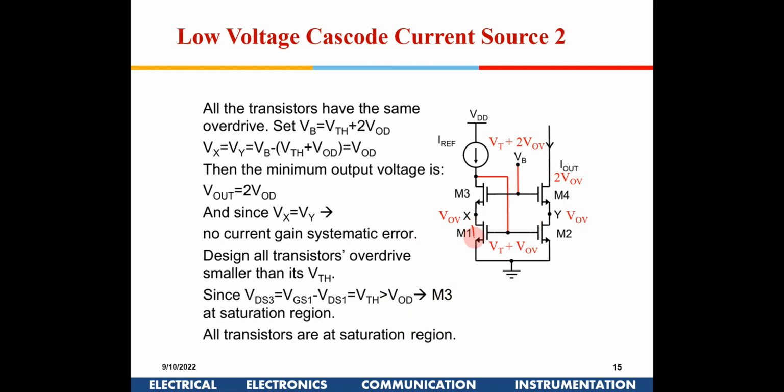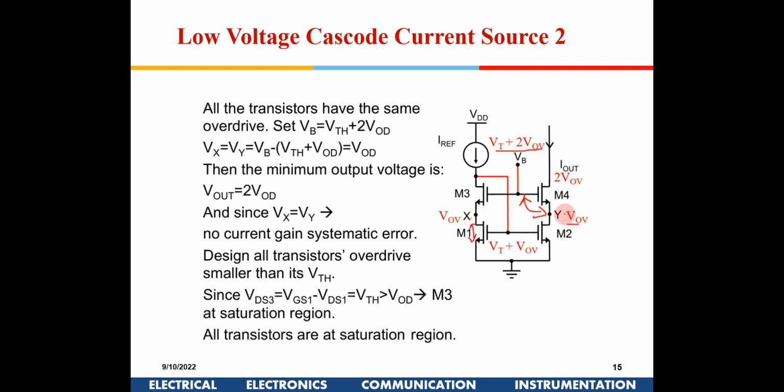Right? This is V overdrive. So that is the reason Vx is overdrive. For this to be in saturation, it has to be overdrive voltage, right? So this is Vx. Now this I am giving Vt plus V overdrive. Again, coming from here to here, another Vt plus VOV will be dropped across this gate to source. So I will get VOV.